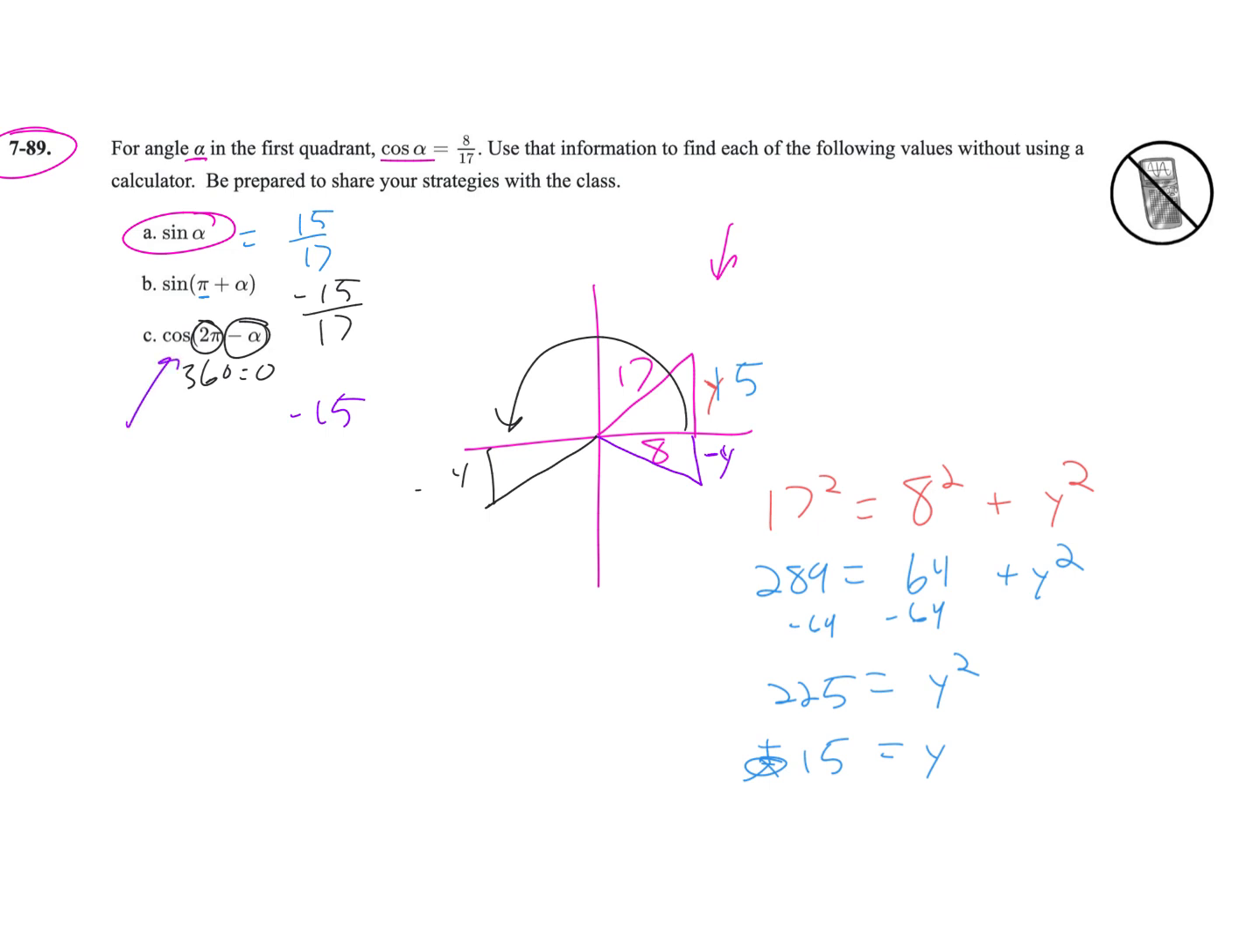So I'm going back here to take my 8 and my 17. Since I'm in quadrant 4 now, they're both positive. So this correct answer should be 8 over 17 positive.